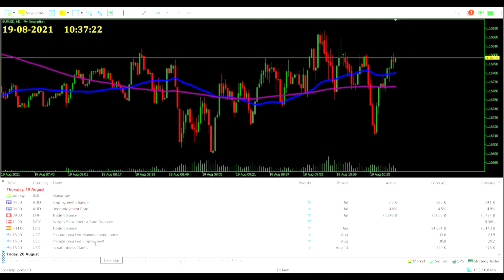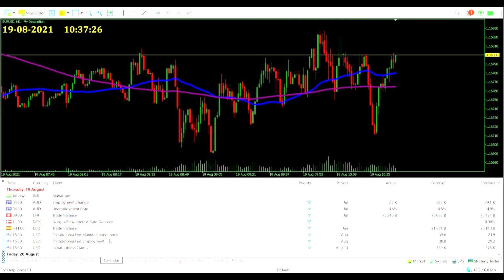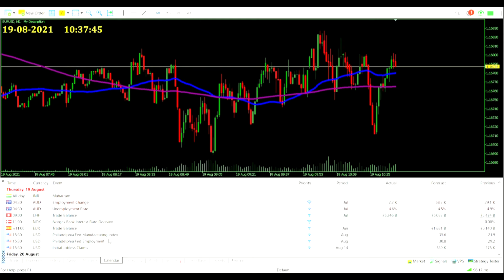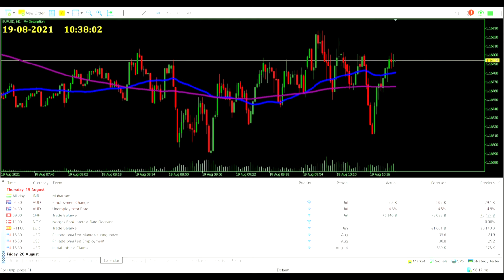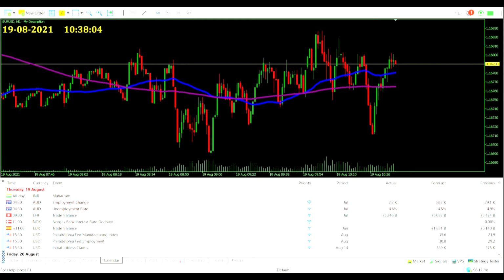330 for the US dollar. Again, we've got numbers coming out: Philadelphia Fed Manufacturing Index and employment, and the usual initial jobless claims. Might see a bit of a spike in volume there. If there is going to be a spike today, it's likely to come from that. But obviously nothing is guaranteed. On the whole though, nothing major to watch for.